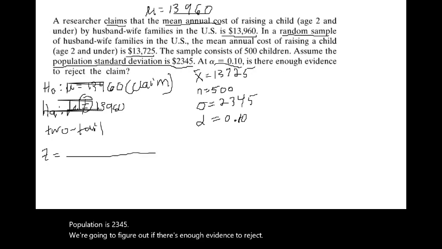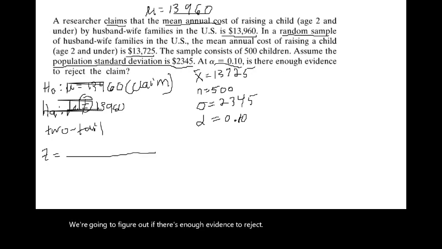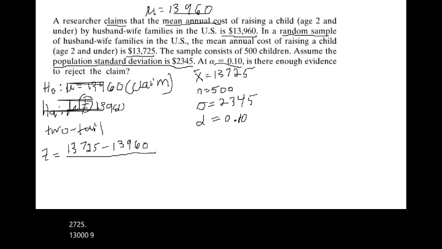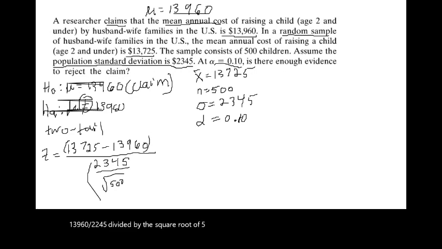So let's turn our sample mean into a z-score. So z is going to be our sample mean, 13,725, minus the mean in the hypothesis, 13,960, divided by the population standard deviation, 2,345, divided by the square root of n, so square root of 500. Parentheses around numerator and denominator, giving you a z-score of negative 2.24.